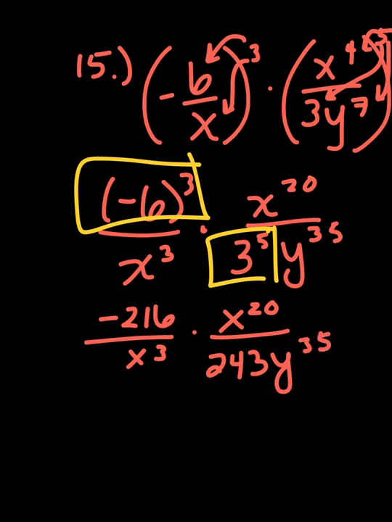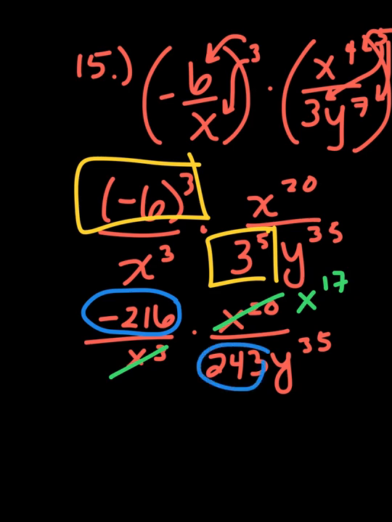So if I look on my diagonals, x to the third battles with x to the 20th, leaving me with 17 x's in the numerator. And if I look on the diagonals here with negative 216 and 243, they both have a factor of 27. So I'm going to divide both by 27. Negative 216 divided by 27 is negative 8. 243 divided by 27 is 9.